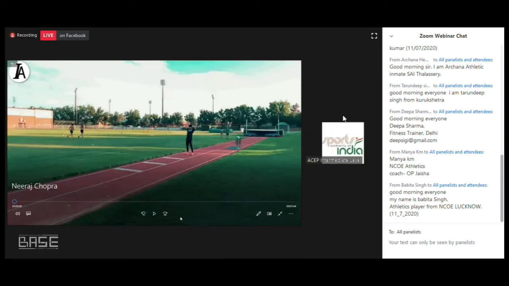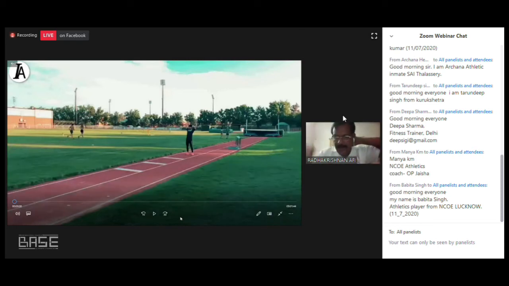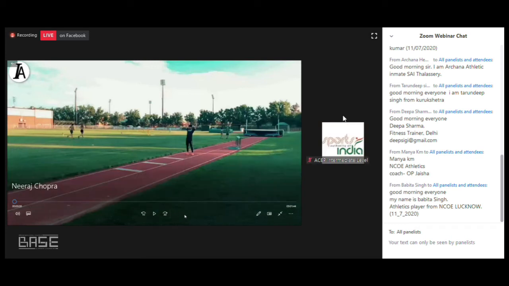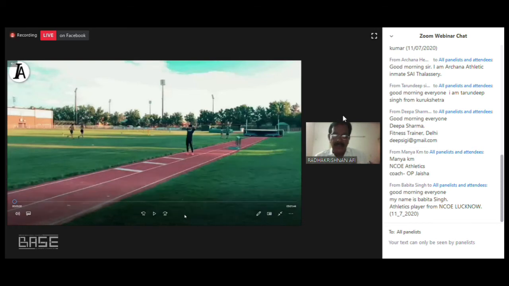Okay, thank you. I apologize because in between my screen was not shown. This is some strength and conditioning exercise which is performed by an elite athlete, but this can be performed by the intermediate athlete as well. We can just watch.